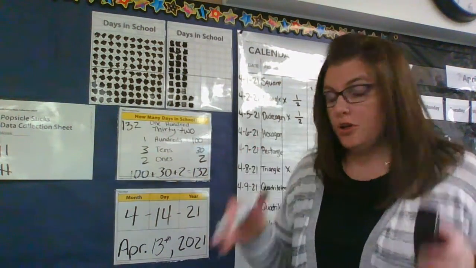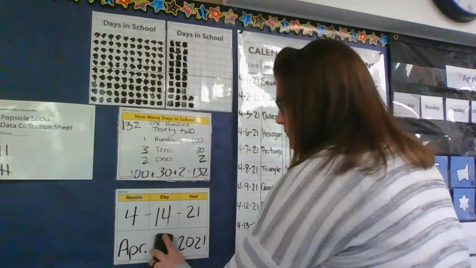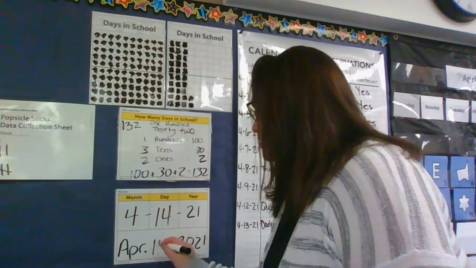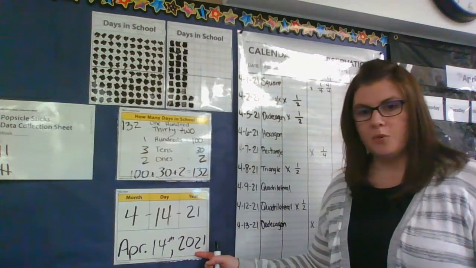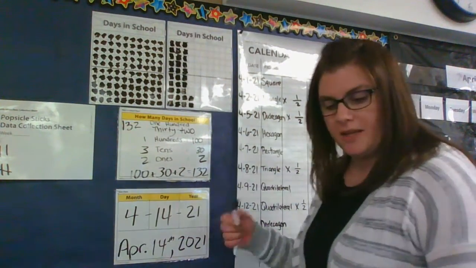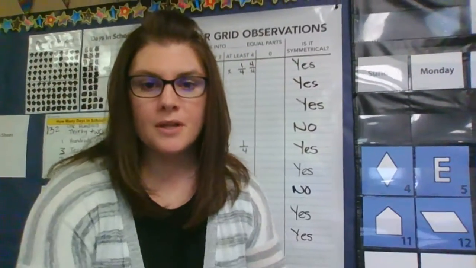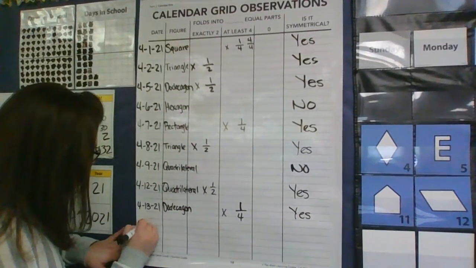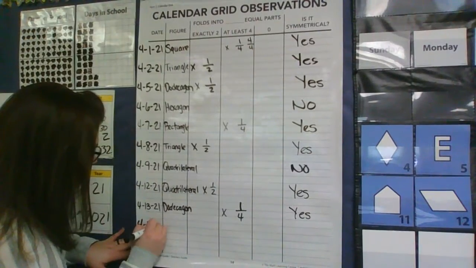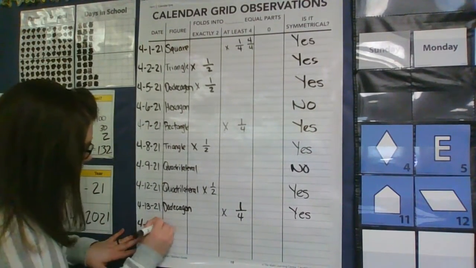We change the date to the 14th. And that full year is 2021. Okay? Let's practice writing the date on our calendar grid observation chart. Okay, I'm going to make myself short here. Shout out the date. Today is 4-14-21. Good.